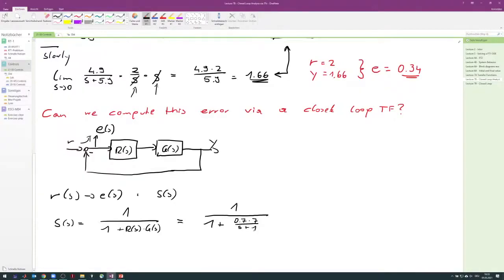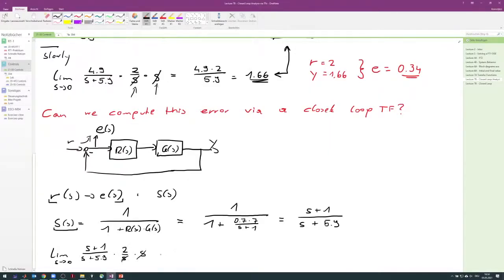I think that was it. And if you multiply that out, this S goes to the numerator, and you have S plus 5.9, right? Okay, now let's do the limit value calculation again of this function, which is our reference to the error: S plus 1 over S plus 5.9 times our input, which was 2 over S.